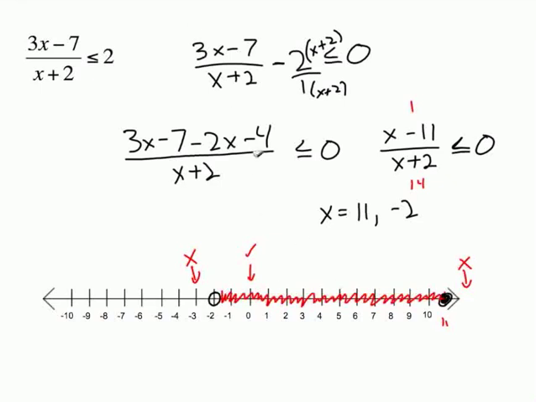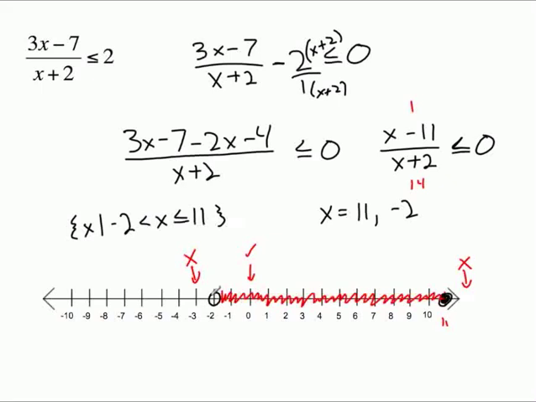So how I would write my answer will be like this. Set notation: all x's such that x is in between -2 and 11. So how I write that is, between -2 and 11. Once again, notice that the x is in between the -2 and the 11. Also, notice that there is no line here because it's open. The line here is because it's closed.